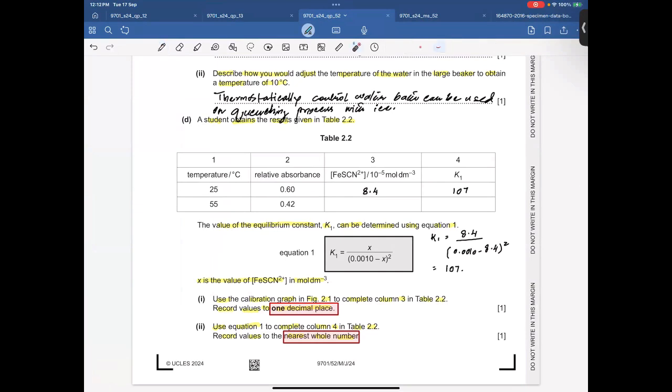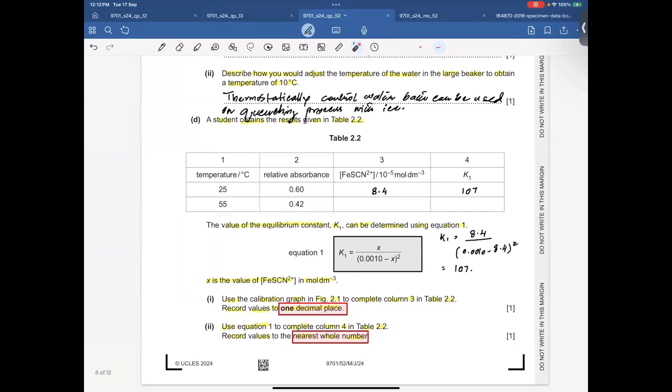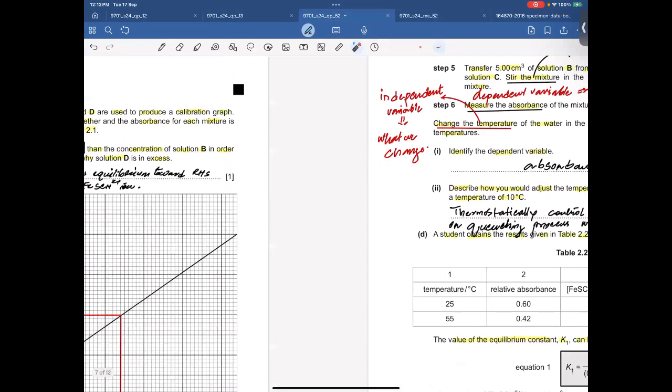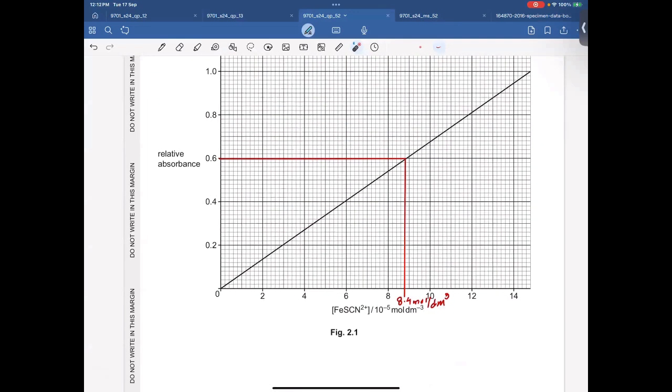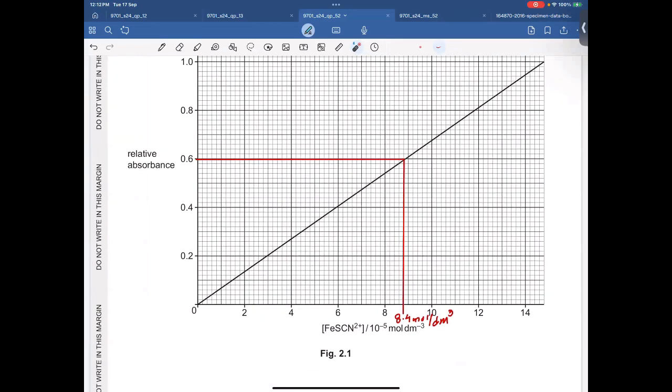Okay. So when the absorbance was 0.42, let me take out the concentration of FeSCN. 0.42 absorbance, 0.4, 1, 2, 3, 4, 5, 6, 7, 8, 9, this 0.42, this one.